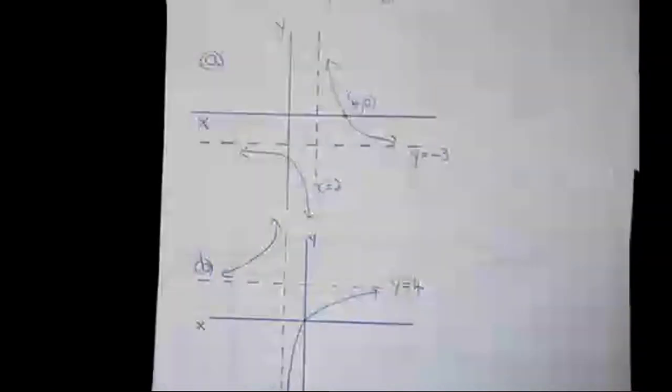Copy number A, please. As fast as you can. It doesn't have to be neat. Just make sure you have the correct values. You know, the 4, 0, and then the y equals minus 3, and the x equals 2. Okay, so I'm hoping that by now you have.